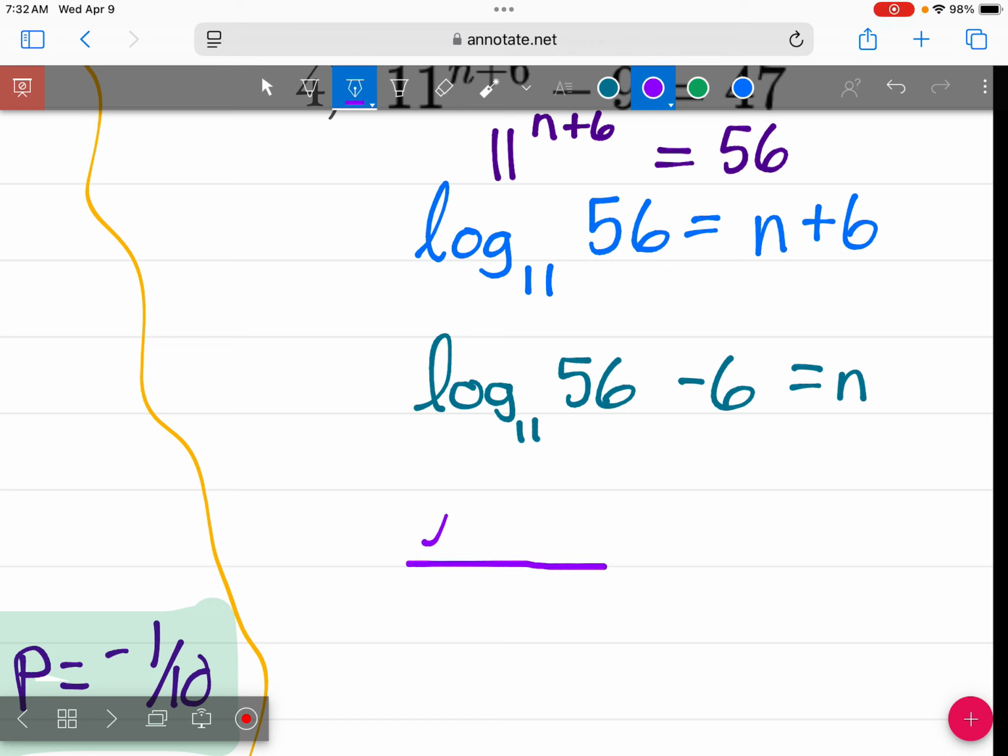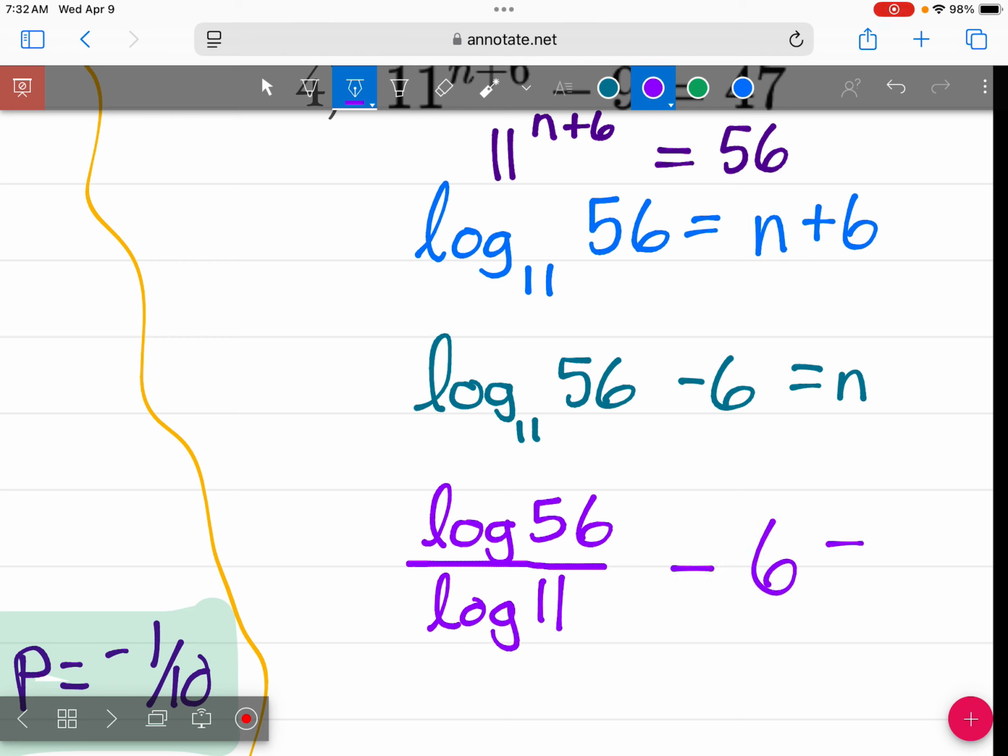Log 56 over log of 11, and then subtract 6 out of the fraction. You can type it in just like this.